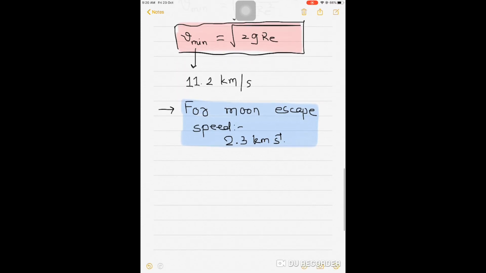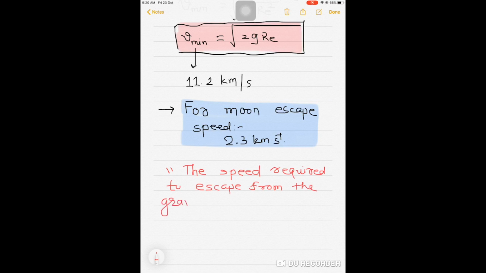So in short, we can simply say that the speed required to escape from the gravitational field is called escape speed. So this is the escape speed of earth.